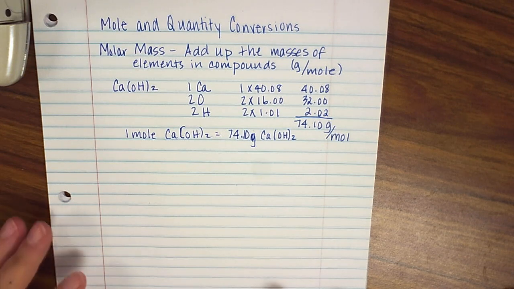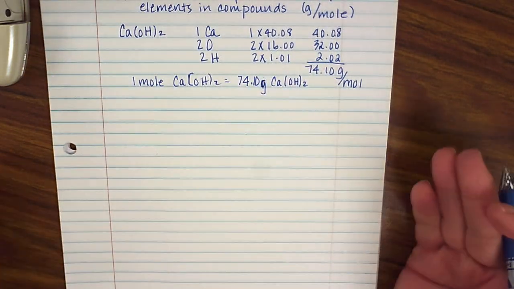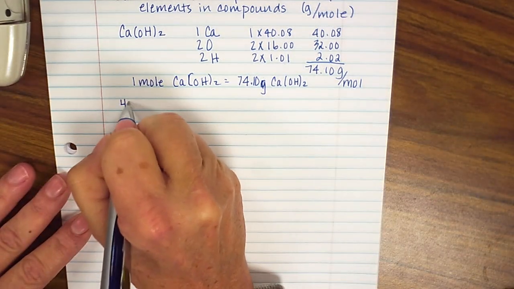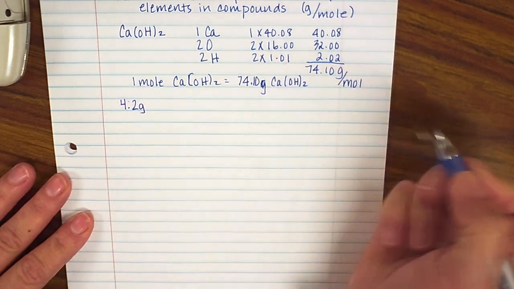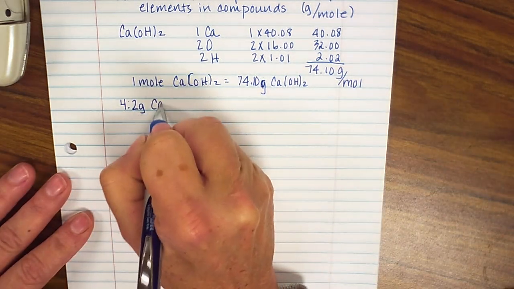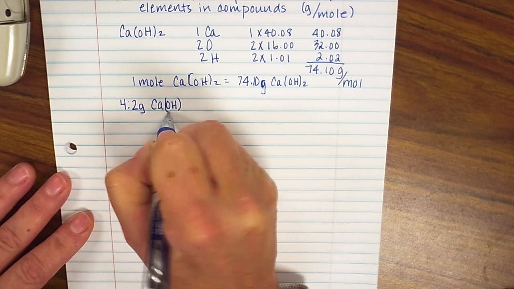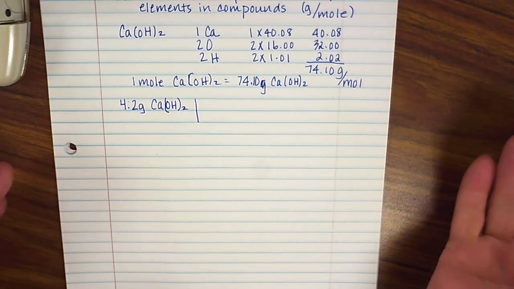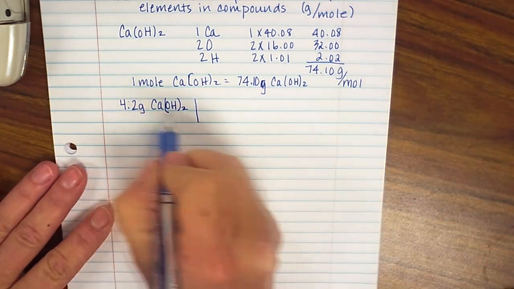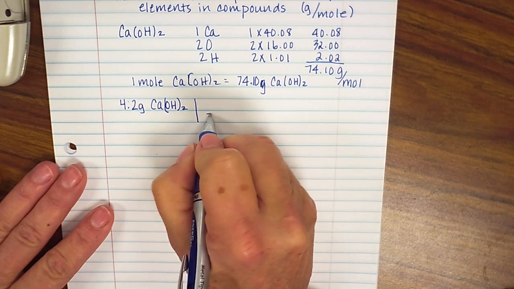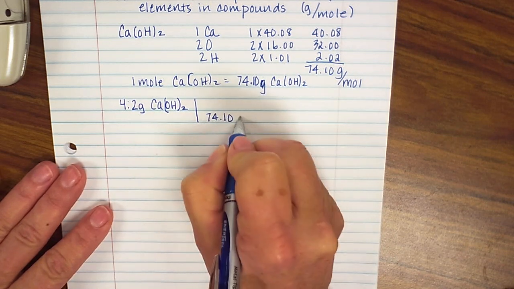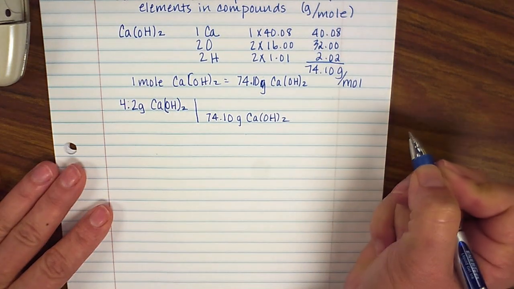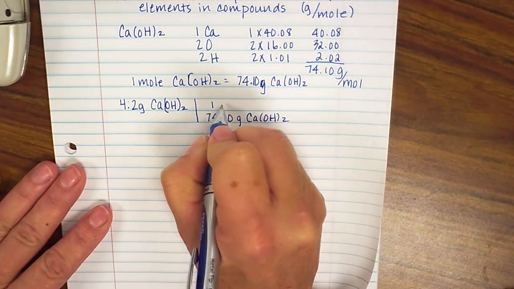All right, and then the next thing we did, and I'm going to use calcium hydroxide as the example because we did these on the board, I said if I have 4.2 grams of calcium hydroxide, and I want to know how many moles that is, then I'm going to do a box like we did, right? The conversion boxes. I'm going to put grams on the bottom, 74.1, calcium hydroxide on the bottom. And I'm going to put 1 mole on the top.